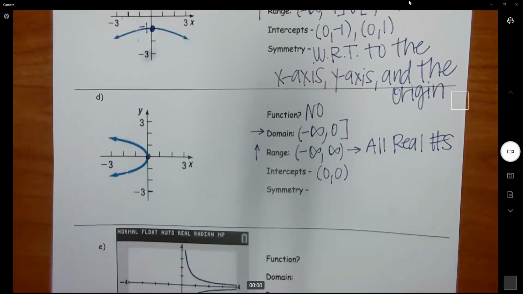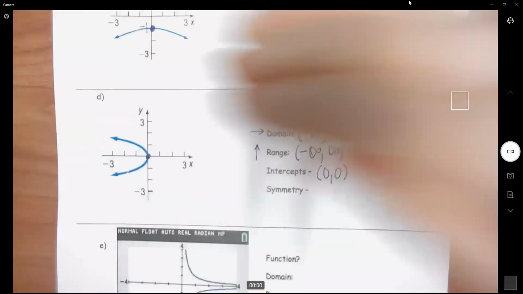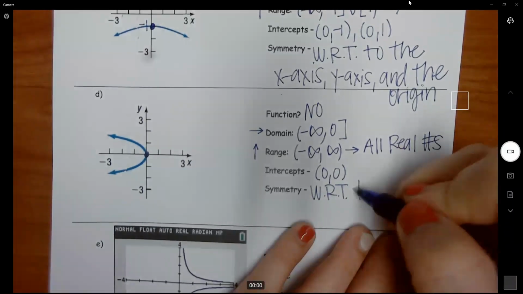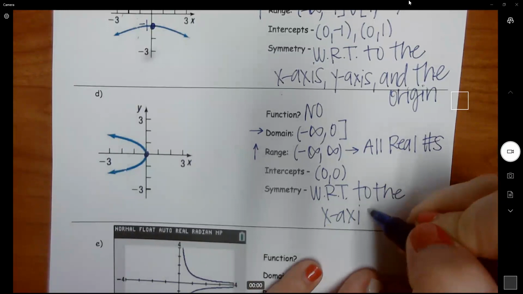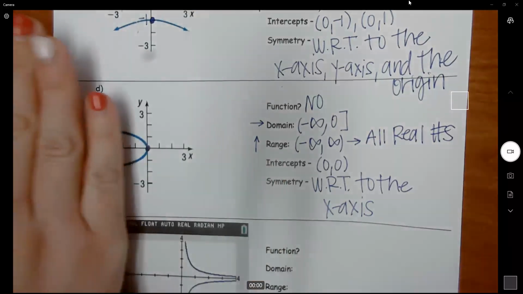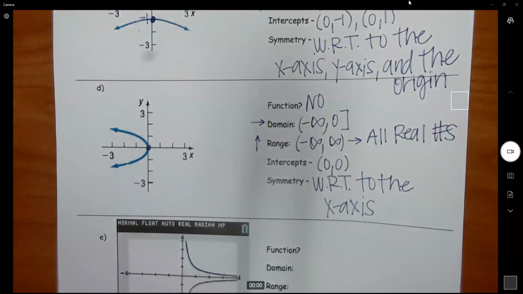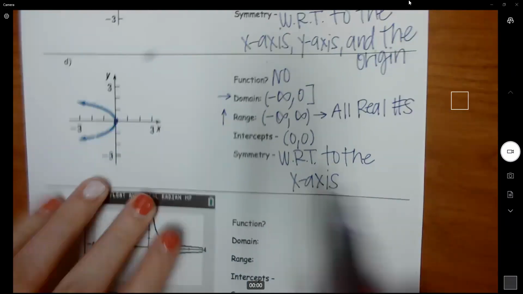And then does this have any kind of symmetry? Does it have x-axis symmetry? If you take this and reflect it over, does it land on top of each other? Yes, it does. So this should be with respect to the x-axis. What about y? I guess we'd have to take it here. Does that reflect and map onto itself on the other side? No, because there's no graph over here. And then origin symmetry, that looks different. So only to the x-axis.